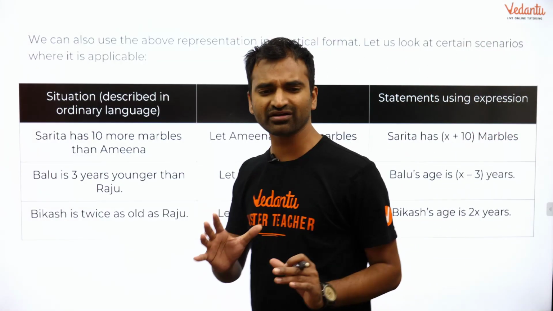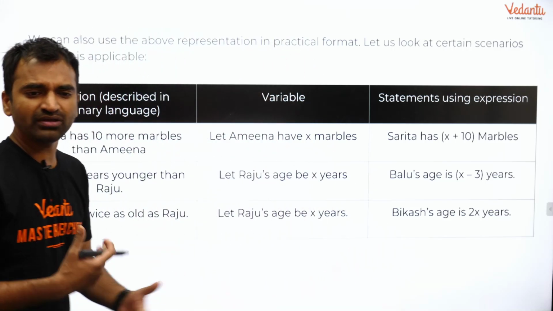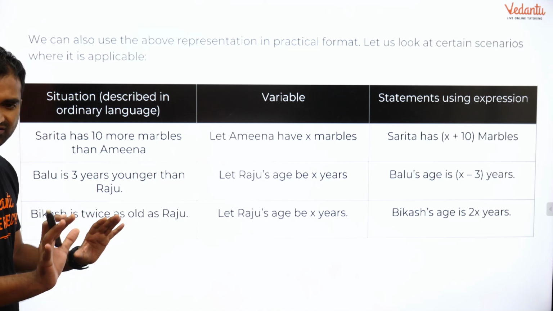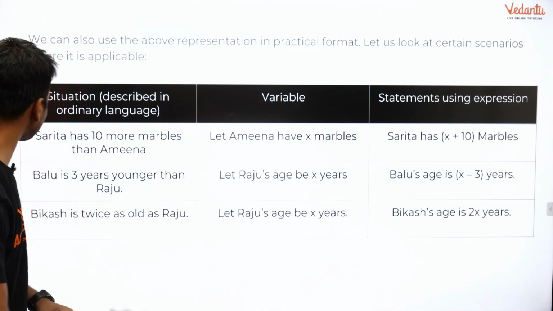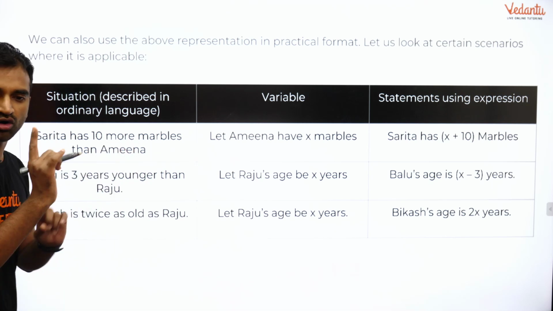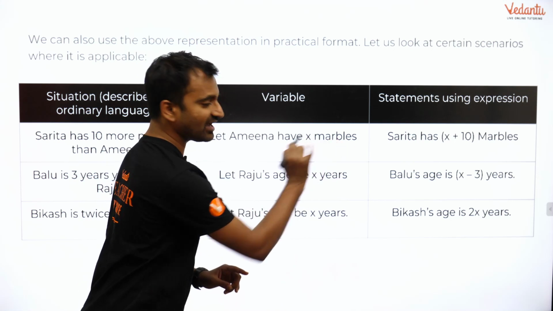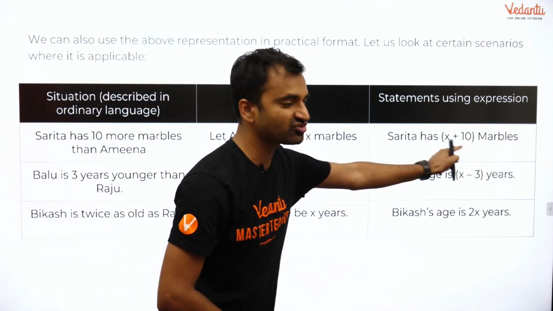So a very quick revision over here. This is something that you've studied in 6th grade, right? This is how we make an expression. So let's say the question says Sarita has 10 more marbles than Amina. How do we do this? Let Amina has X marbles. Sarita will have X plus 10 marbles.